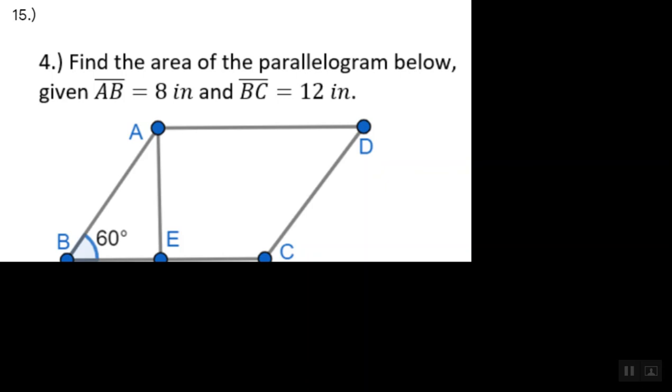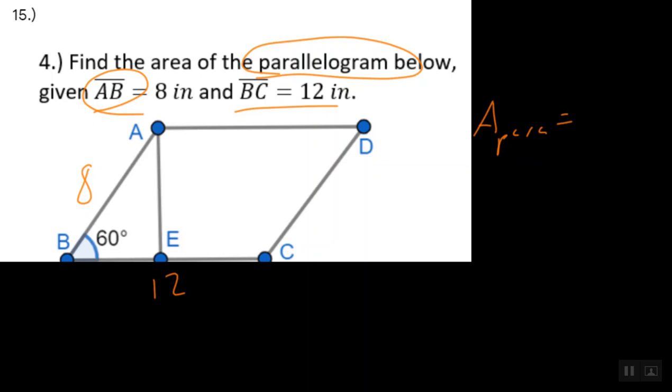Okay, it says find the area of the parallelogram below given AB is 8. So let's see, AB is 8 and BC is 12. Now notice, what is the area of a parallelogram? We know that the area of a parallelogram is the same as a rectangle. It's the base times the height.